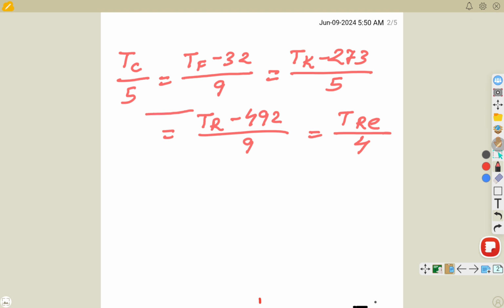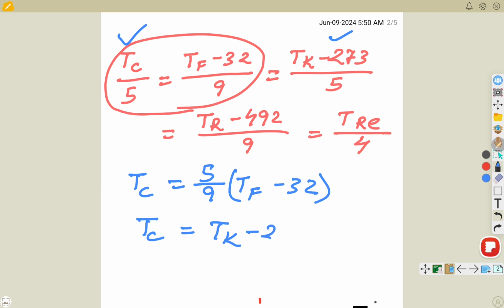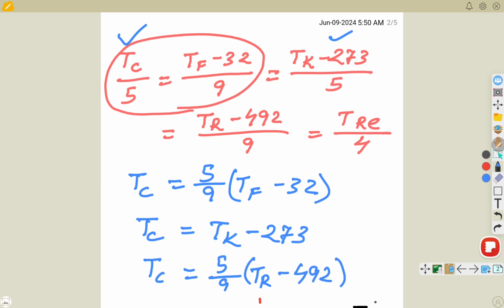So we can write using these two things: TC is equal to 5 by 9 (TF minus 32). If we use TC and TK, we can find TC is equal to TK minus 273. If we are asked to convert TC and TR, then we can write TC is equal to 5 by 9 (TR minus 492).